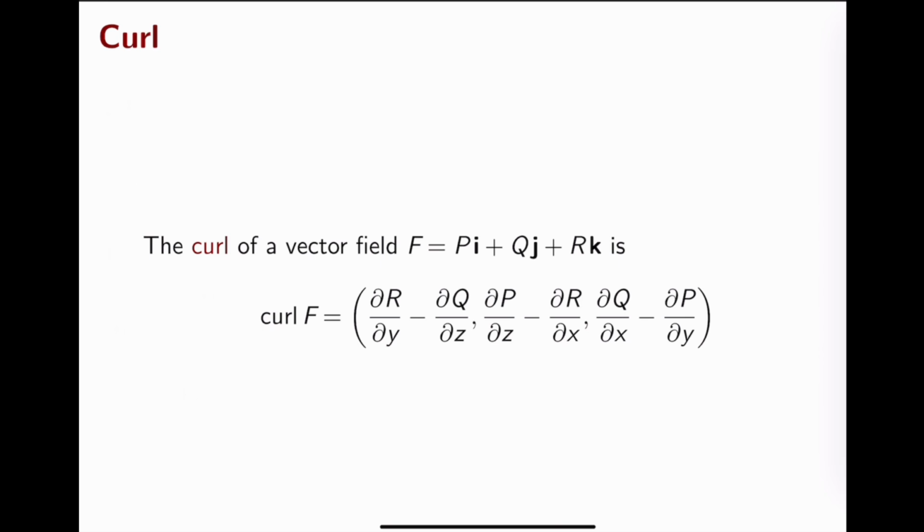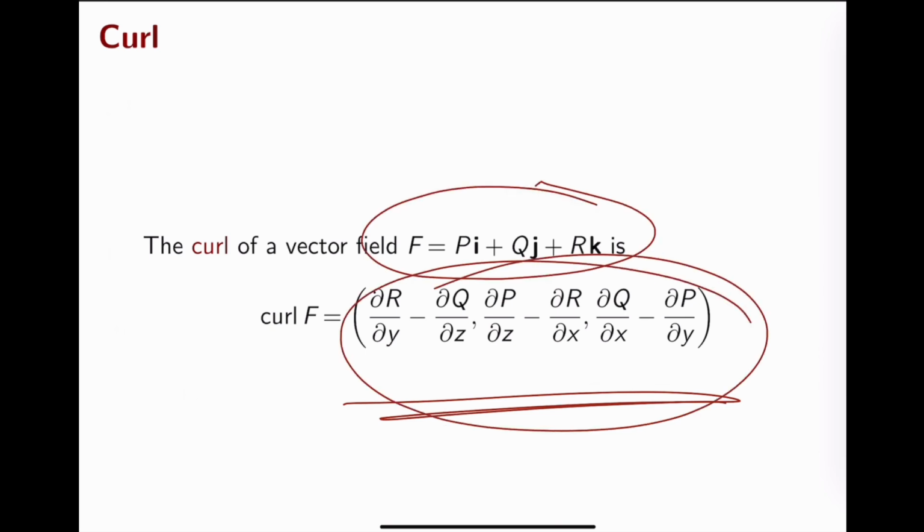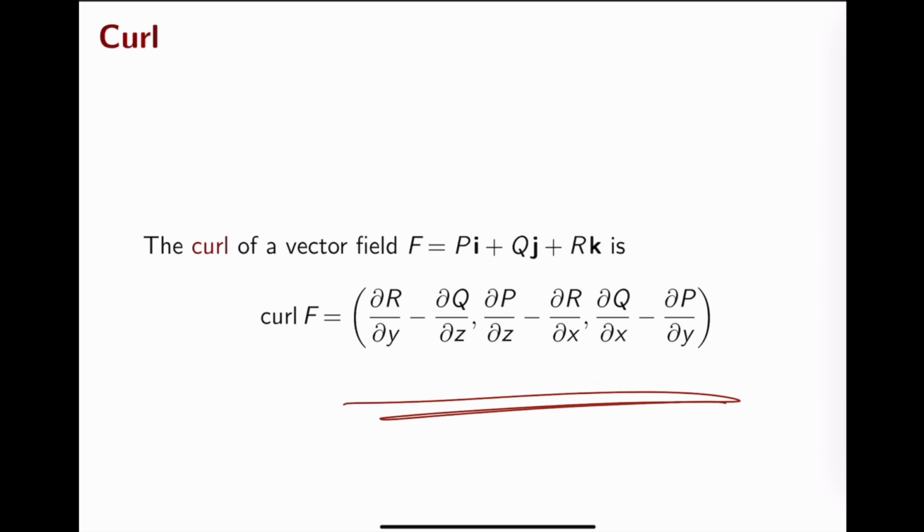The second object associated to the vector field is going to be the curl. Now, the curl of a vector field is going to be another vector field. I mean, remember that the divergence was a scalar function. The curl is a vector field. So we associate then to a vector field another vector field. And this new vector field is calculated in this way.